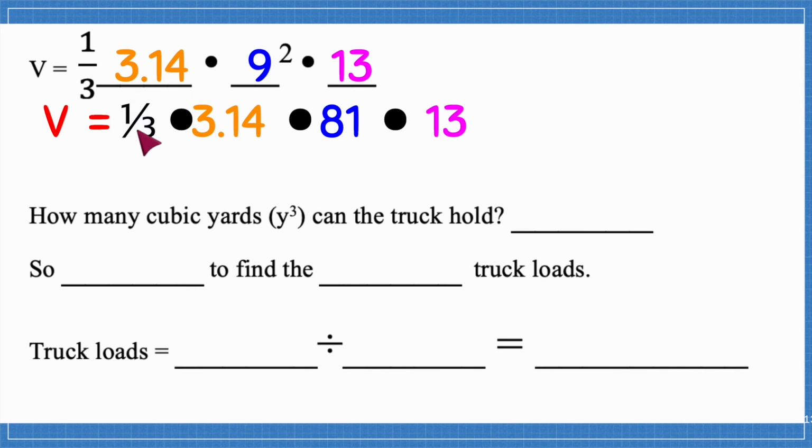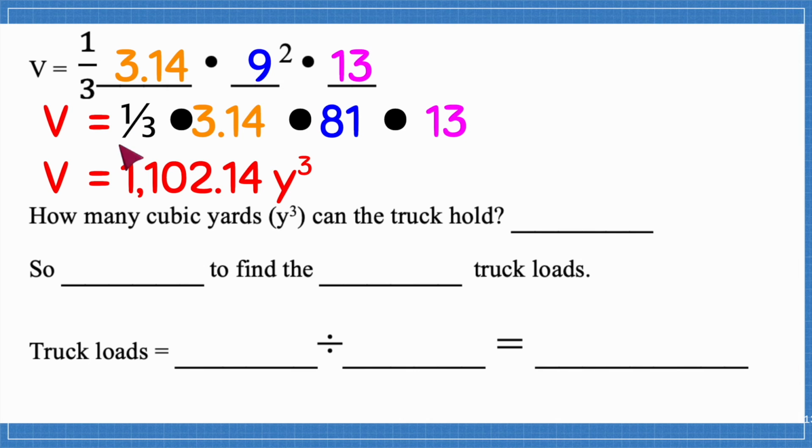And then what we're going to do with the 1/3 is that means divide by 3. If you don't divide by 3, you're going to get a very large number, like 3,306. But you want to divide by 3, so you get 1,102.14 yards cubed. So do all these numbers first and then divide by 3.